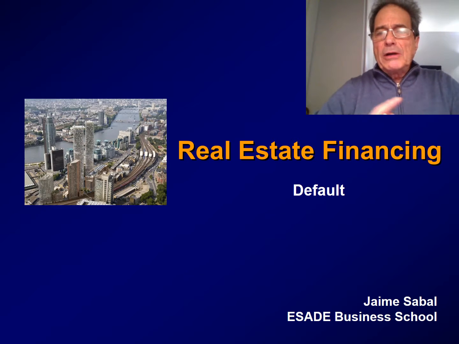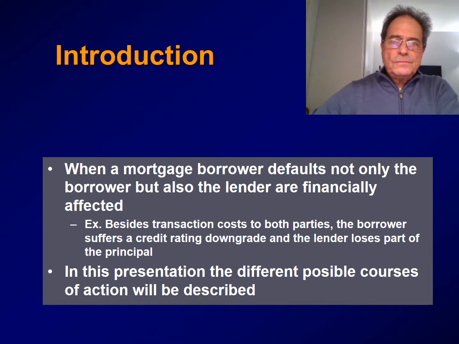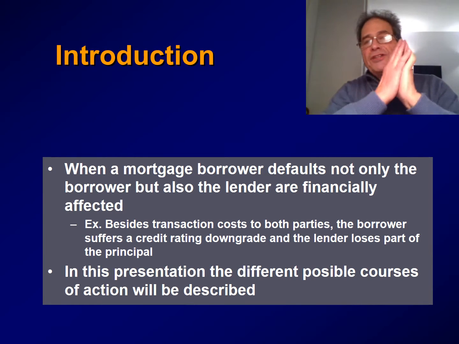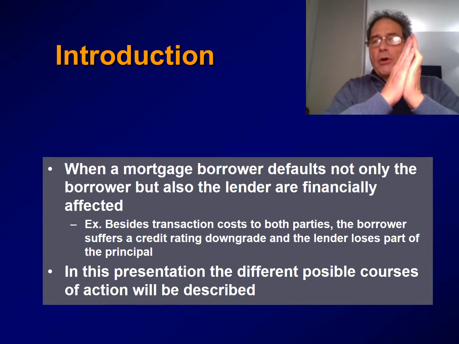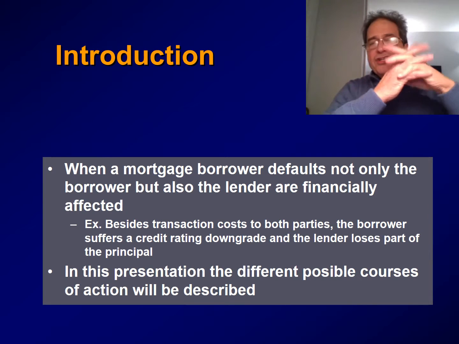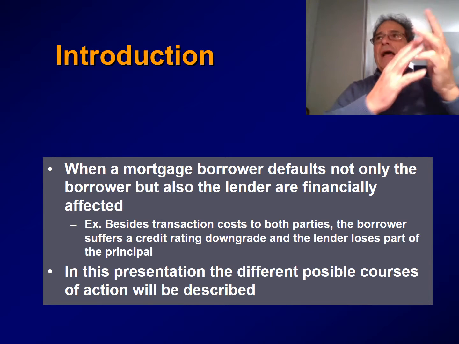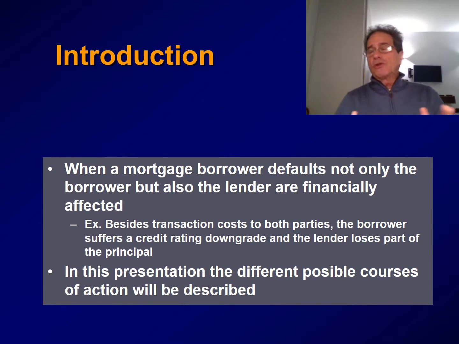Today we will talk about default. When a mortgage borrower defaults, not only the borrower but also the lender are financially affected. On the one hand, we have transaction costs to both sides, mostly legal costs. Also, the borrower suffers a credit rating downgrade that somehow harms his possibilities to take new financings, new credits in the future. The lender loses part of the principal, etc.